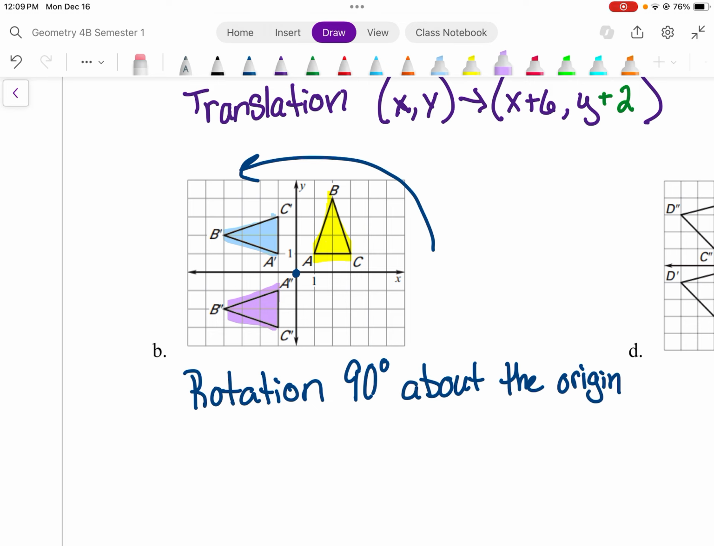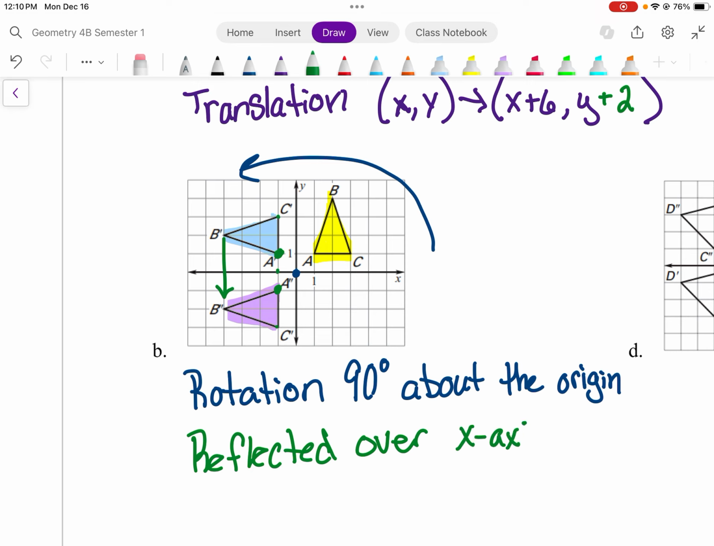This one, you have to be careful. Because it's a triangle, it's a little bit tricky. It looks like we just moved the triangle down. But if you look, A and C are in different spots. So this one is actually a reflection and not a translation. So this one reflected over. And to get the line it reflects over, you want to find what is in the middle of each of the points. So between A prime and A double prime, the middle is the x-axis.